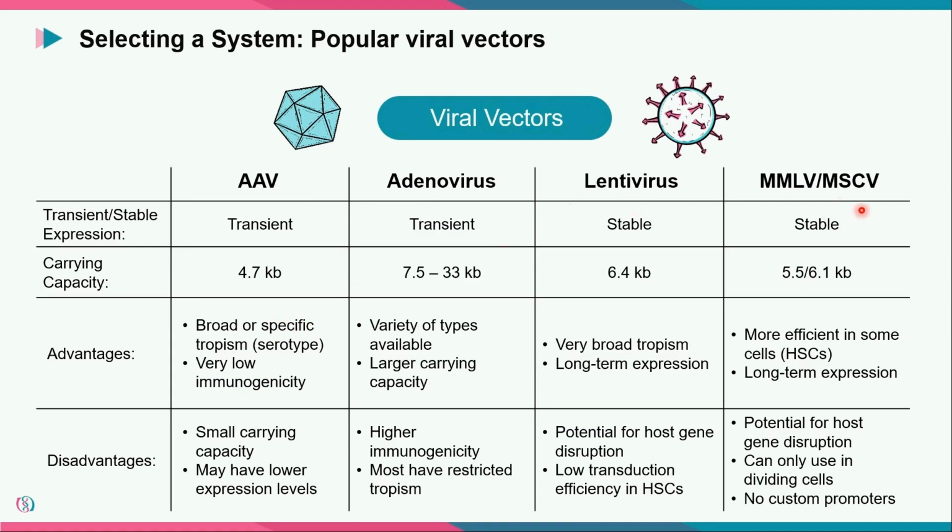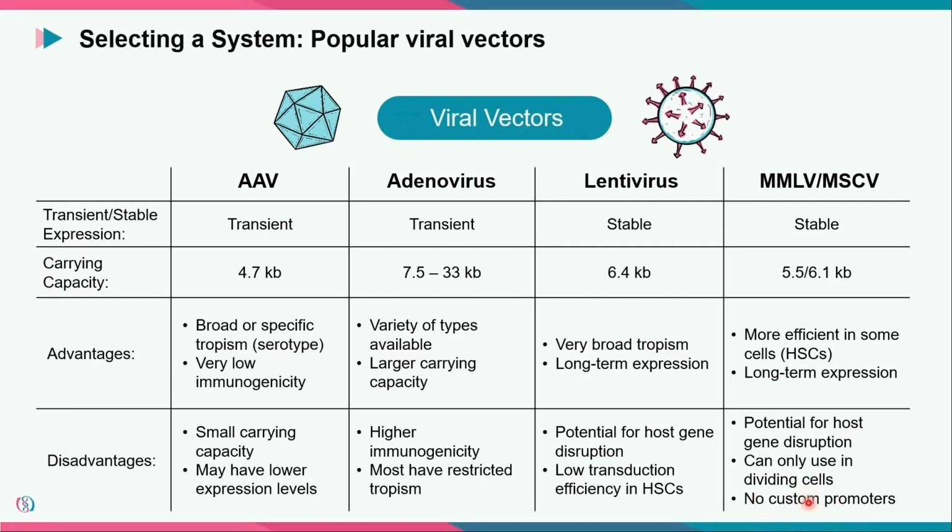Now for our stably integrating viruses, lentivirus tends to be the go-to. It has a larger carrying capacity, and it also has the benefit of very broad tropism, being able to infect both dividing and non-dividing cells. Additionally, you can customize your promoter.